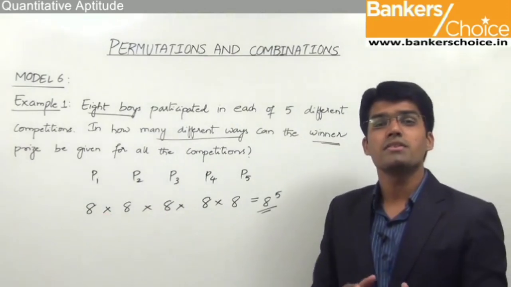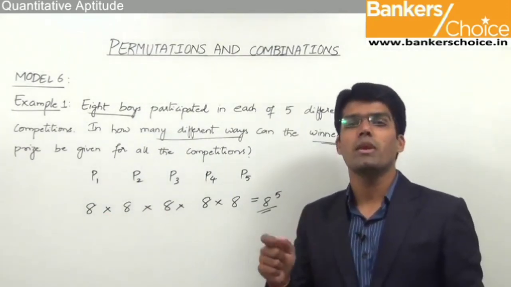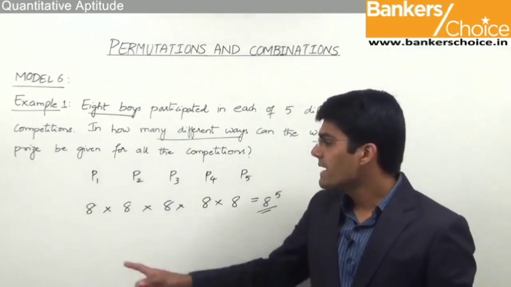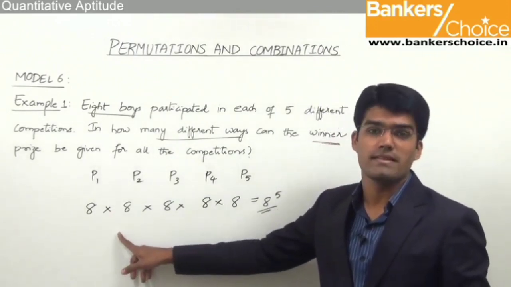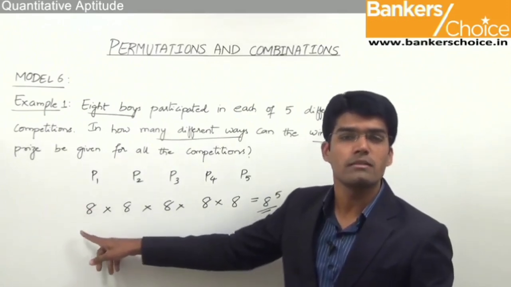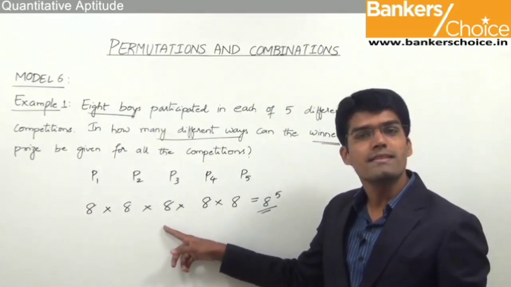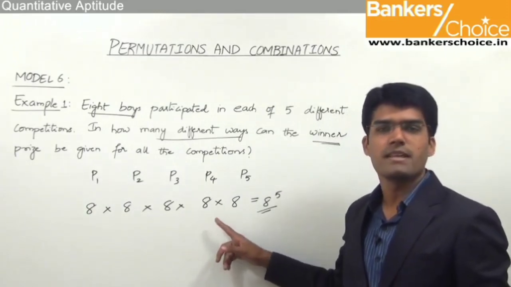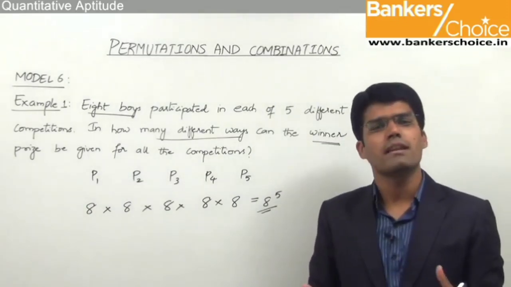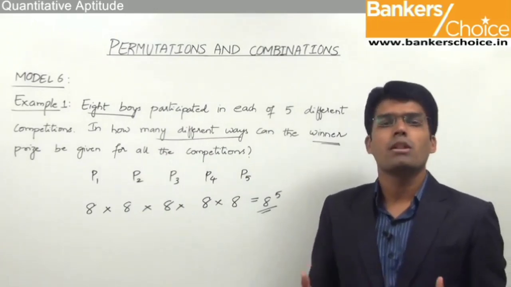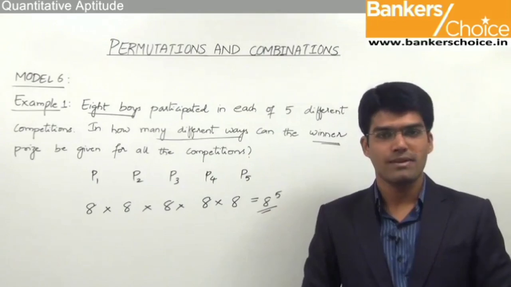Let's say repetition is not allowed. That means a person who has already won in competition 1 cannot win in competition 2. In that case, if the first prize can be given in 8 ways, then the second prize can be given only in 7 ways. Why? Because the person who has already won in competition 1 cannot win in competition 2. Then the third prize can be given only in 6 ways, the fourth prize in 5 ways and the fifth prize in only 4 ways. But here, since nothing has been specified, we can assume that a person can win all the 5 competitions. And going by that, we can say that the answer here is 8 power 5.